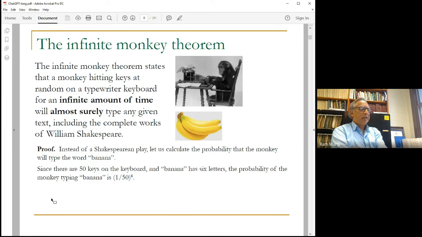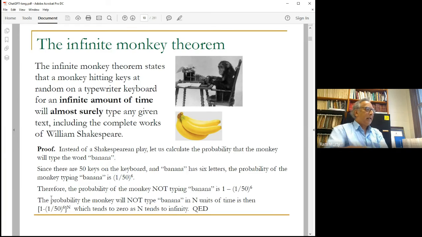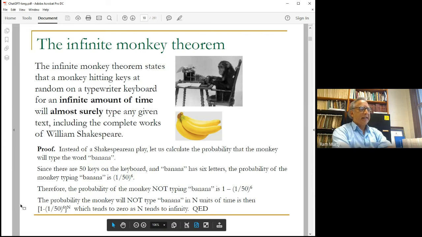So the probability of the monkey typing banana is 1 over 50 to the power 6. Simple enough. The probability of the monkey not typing the word banana is 1 minus 1 over 50 to the power 6, which is, of course, strictly less than 1. And the probability that the monkey will not type banana in n units of time is then 1 minus 1 over 50 to the power 6, all raised to the power n.